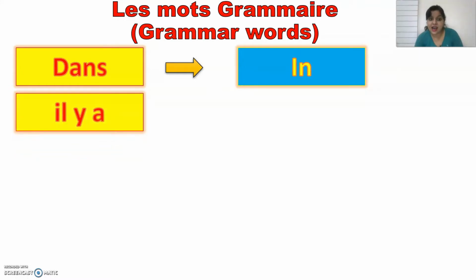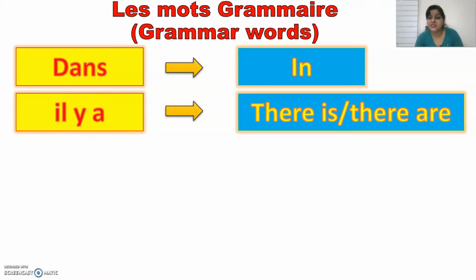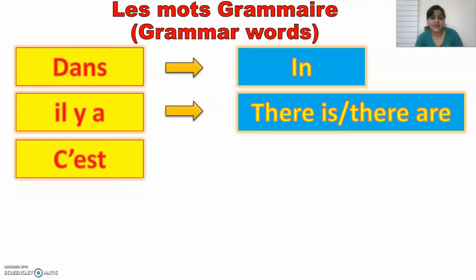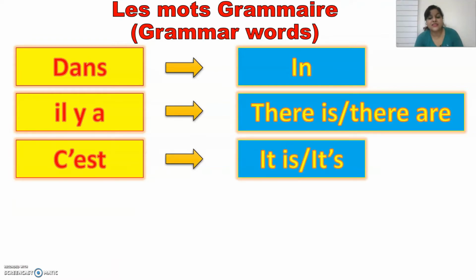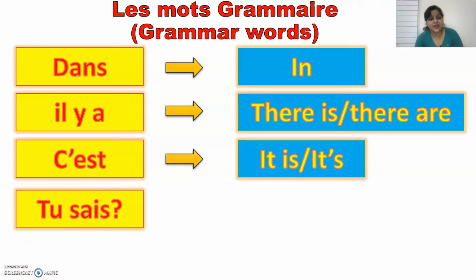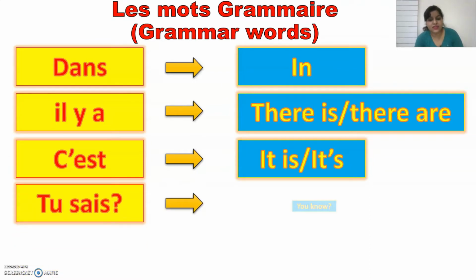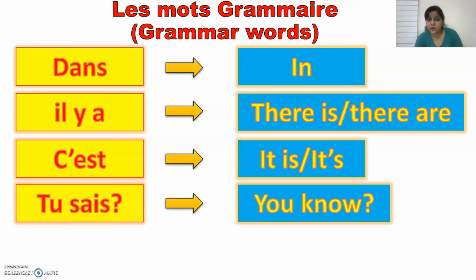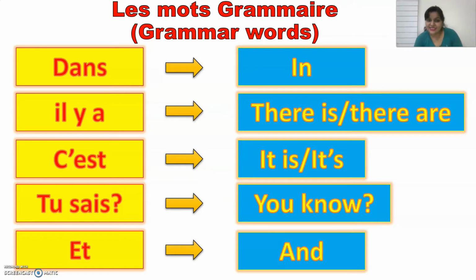Second, il y a. Il y a means there is or there are. C'est. I told you in the beginning of the lesson also, that means it is or it's. Tu sais. Tu sais means do you know or you know. Et. Et means and. You also repeat after me. Dans, il y a, c'est, tu sais, et. I hope they are clear.